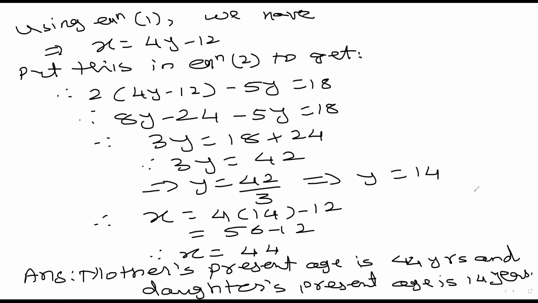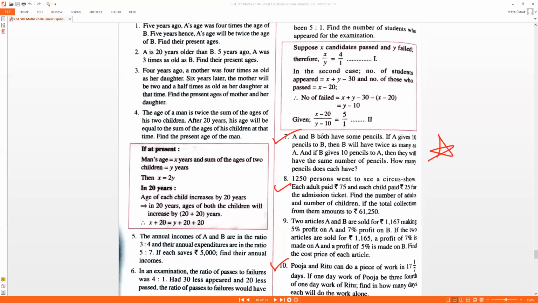You don't have to write, let the present age be X and Y. You don't have to write. Okay, so this is the best way. Very interesting. A and B both have some pencils. They have some pencils. We don't know how many.